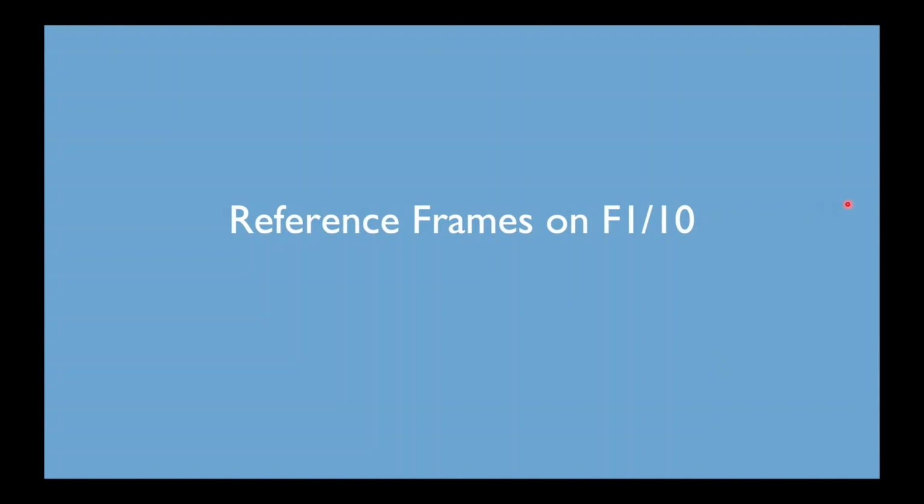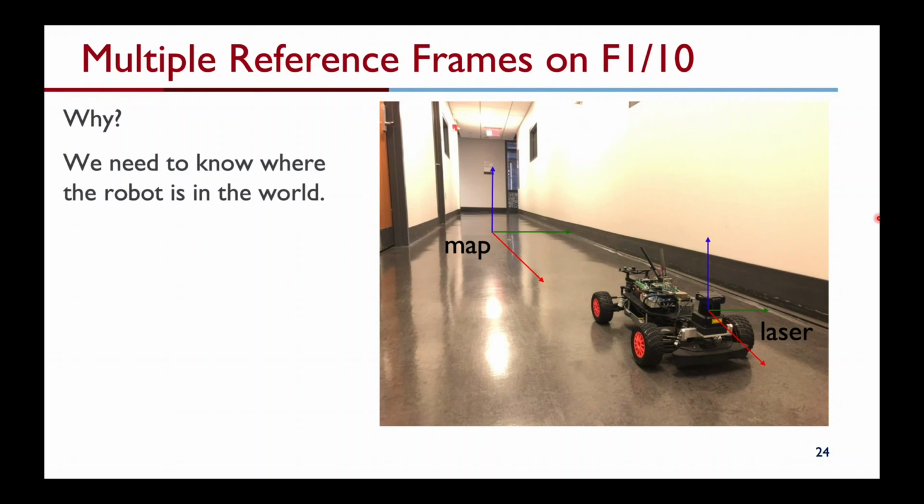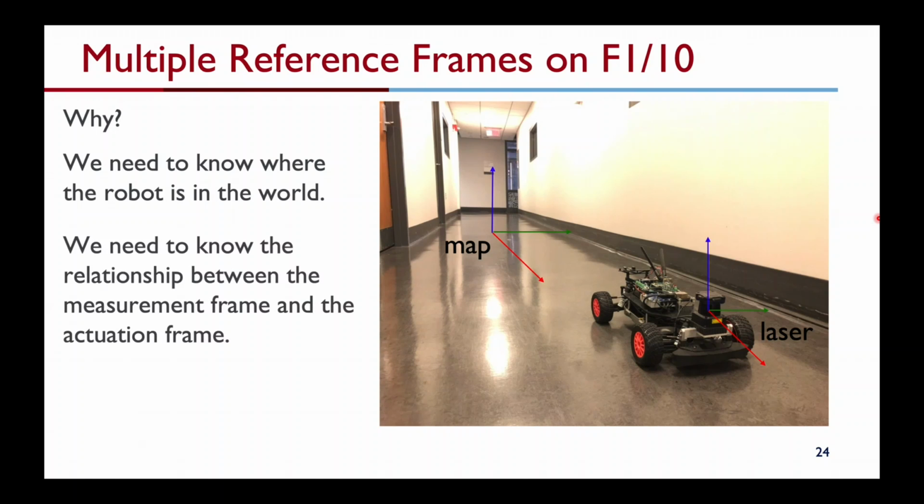Okay, so let's talk about the reference frames on the F110 car. And we have multiple reference frames, like I've said before. The reason we have multiple frames is, first, we need to know the location of where our car is in the world. So maybe we need a map frame somewhere so that we have an origin or a reference point in terms of describing the absolute pose of the car in the world. And then we need some transformation, or we need to know what is the relationship between the frame in which you are measuring stuff, or the measurement frame like the laser, and the actuation frame, maybe like the base link of the car or the car frame on the front or the rear axle.